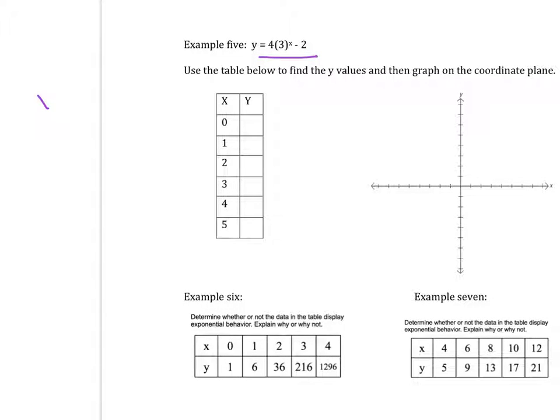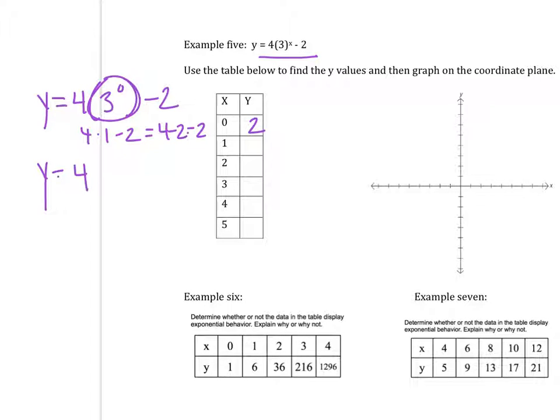So you're going to have y equals 4 times 3 to the 0 power minus 2. This we know, 3 to the 0 power is 1, so you have 4 times 1 minus 2, which is 4 minus 2, which is 2. Right. Next, we're going to plug in our value of 1. So you're going to do 3 to the first power minus 2. So you have 4 times 3 minus 2. 4 times 3 is 12. 12 minus 2 is 10.